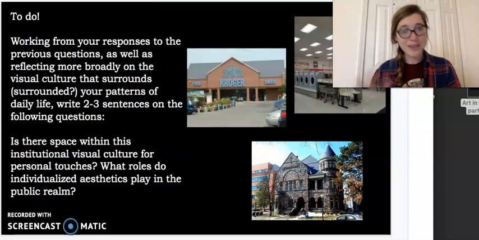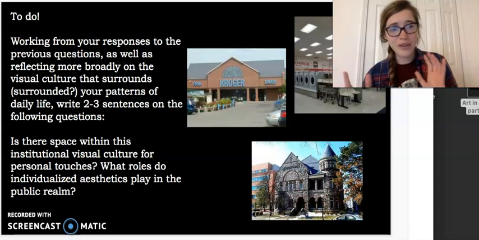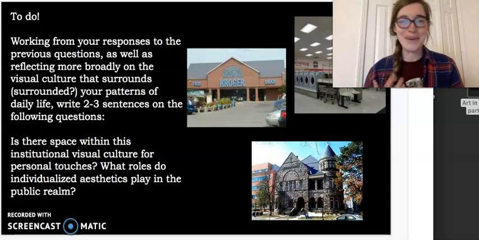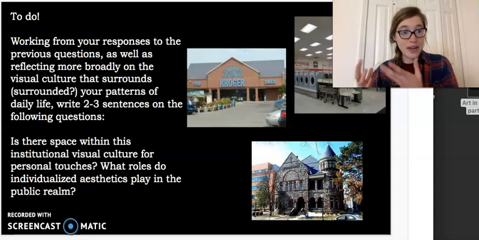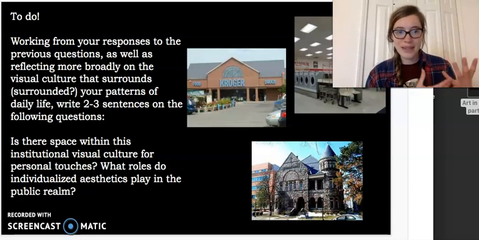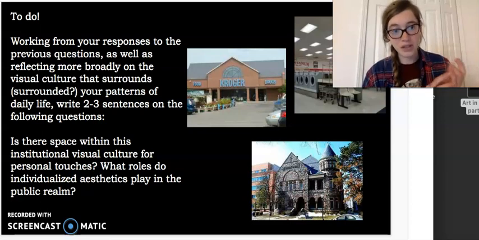So what I want you to do now is to return to your responses from the previous questions and reflect, if you need to, a little more broadly on the visual culture that surrounds or maybe surrounded your patterns of daily life. And then write 2 to 3 sentences about whether or not you think there is space within institutional visual culture for personal touches. There may be examples where there is no room for that, and that in and of itself would be really interesting. And then there are places where you may have the institutional visual culture that is challenged or reinforced or in some way operates with personal touches as well.